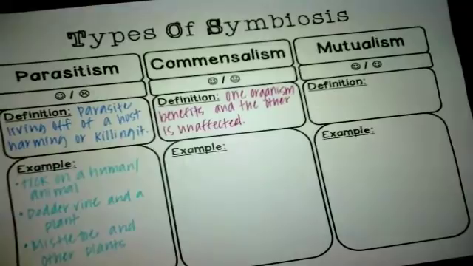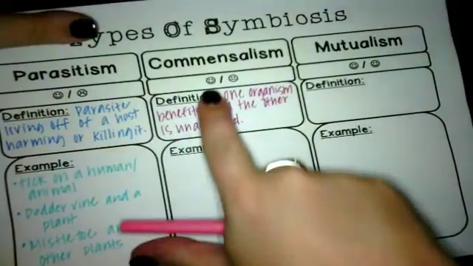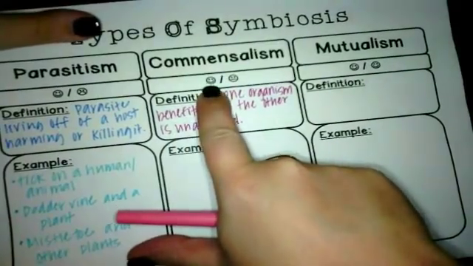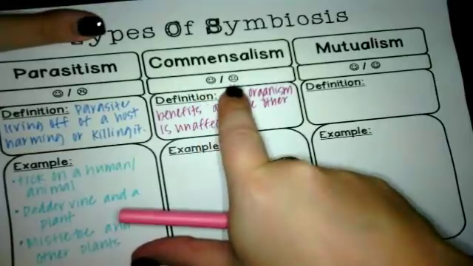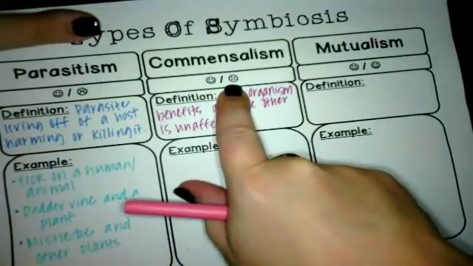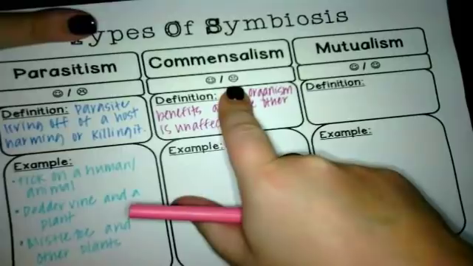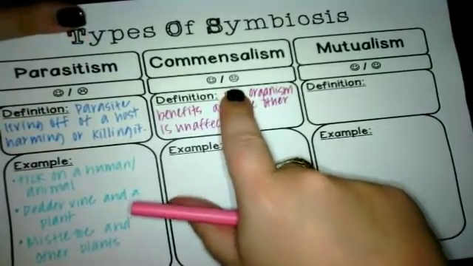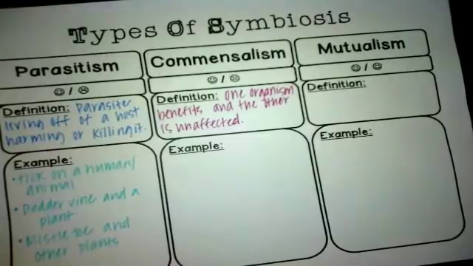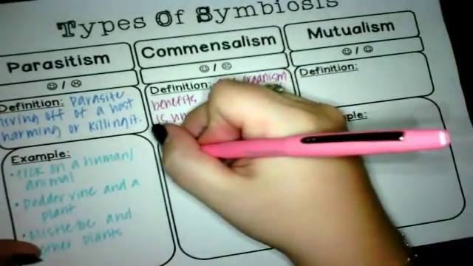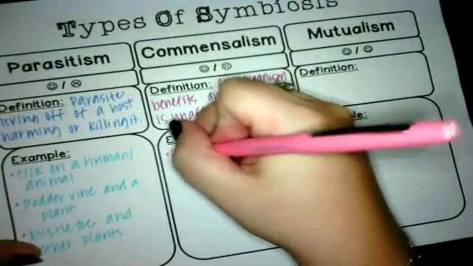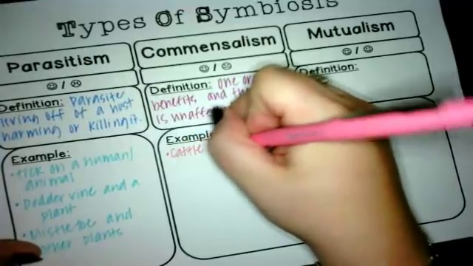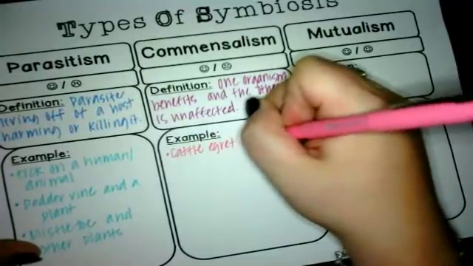All right, so if you look at your faces up here, you have one benefiting, that's your happy face, and one is unaffected. This face is kind of the meh face. He's like, whatever, I don't really care, doesn't hurt me, doesn't help me, it's fine. Okay, some examples of that are a cattle egret and cattle.